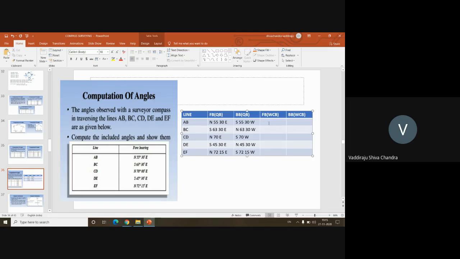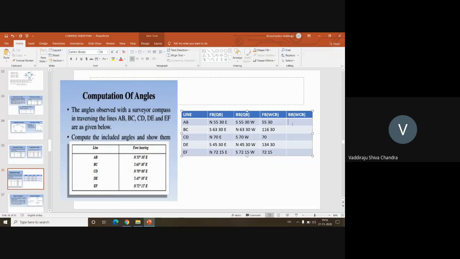Now tell me what is the whole circle bearing of these four bearings? The first is 55 degrees 30 minutes. Then BC is 116 degrees 30 minutes. The third one is 70 degrees 30 minutes. The fourth one is 136 degrees 30 minutes. The fifth one is 72 degrees 15 minutes. Okay. Now let us find out the back bearing of all of these.